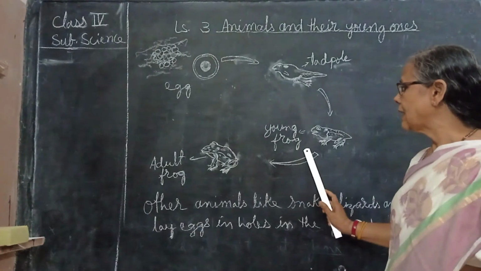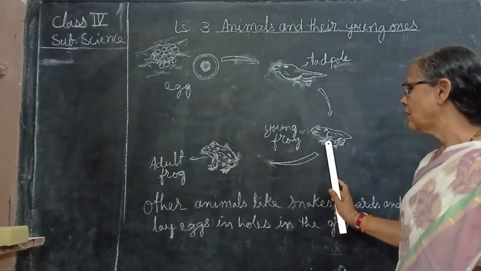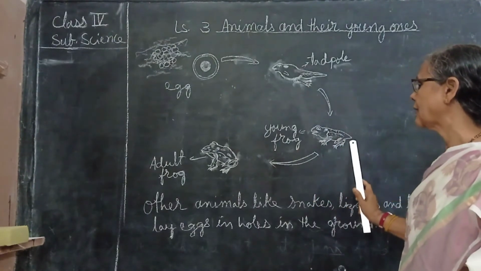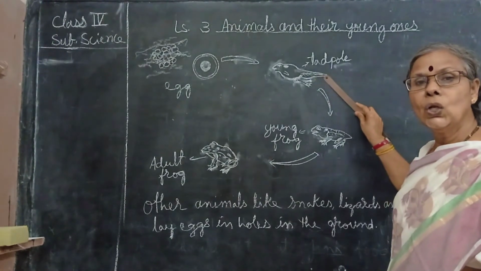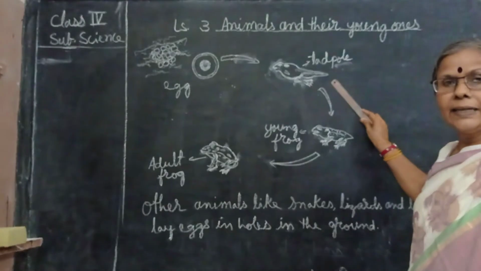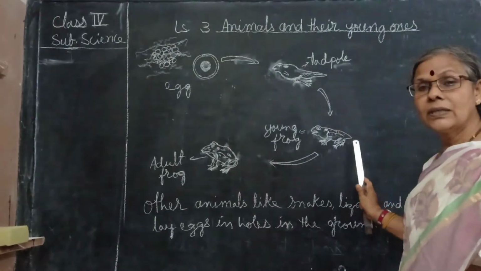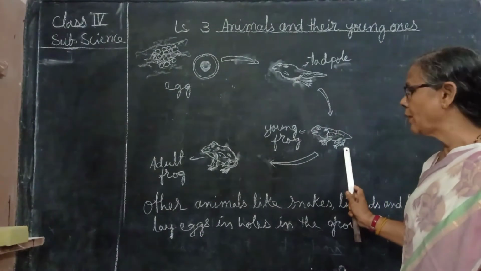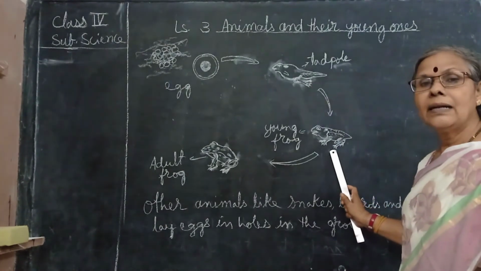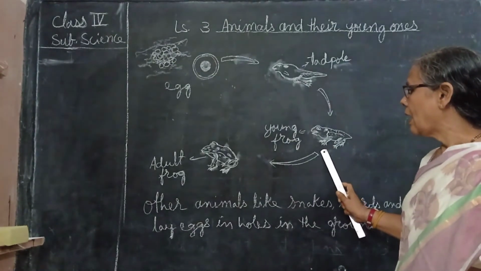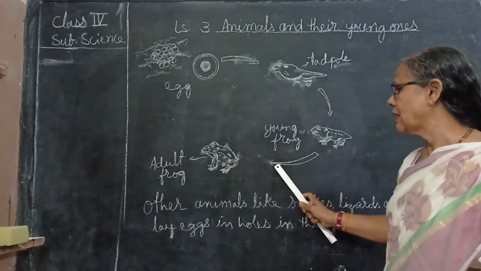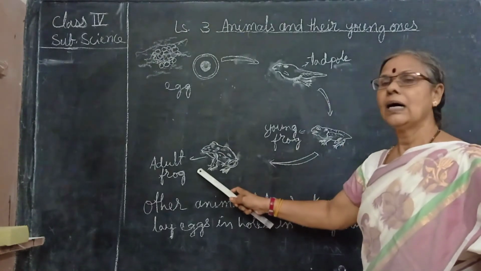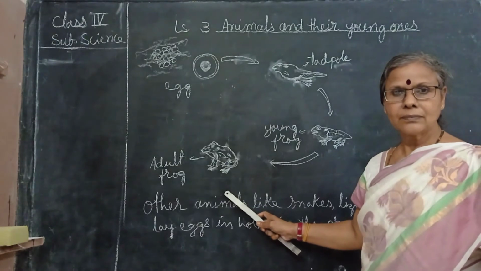And it changes, this is the young frog, and see, the tail is not there. Here the tadpole has the long tail and the young frog does not have the long tail because it is developing the legs. So after a few days, when the tail disappears, it changes into an adult frog.